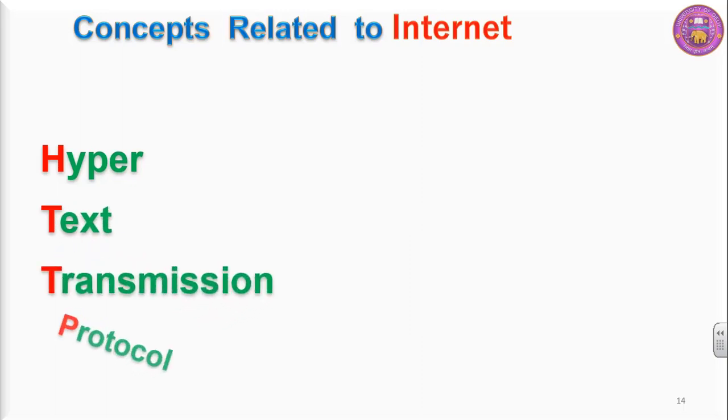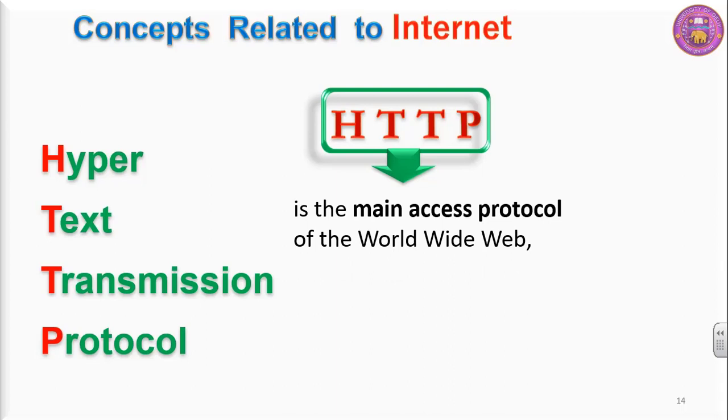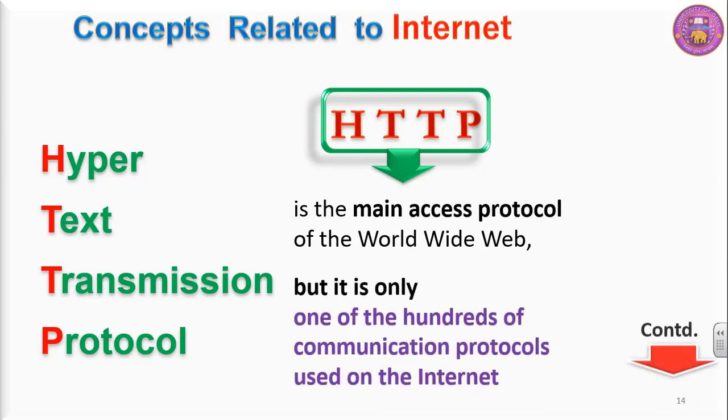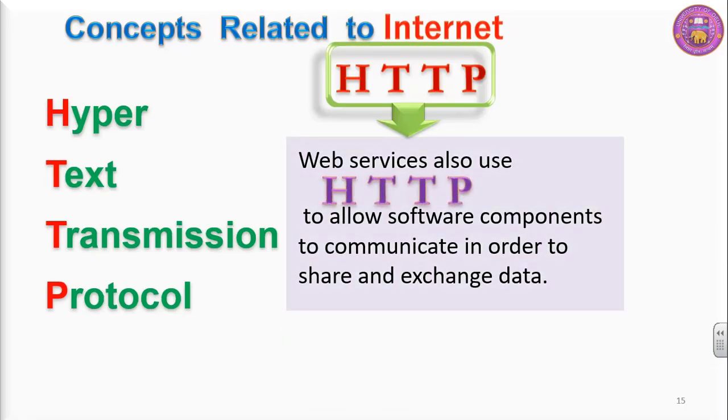The next one is Hypertext Transmission Protocol, HTTP. It is the main access protocol of the World Wide Web, but it is only one of the hundreds of communication protocols used on the internet. Web services also use HTTP to allow software components to communicate in order to share and exchange data.